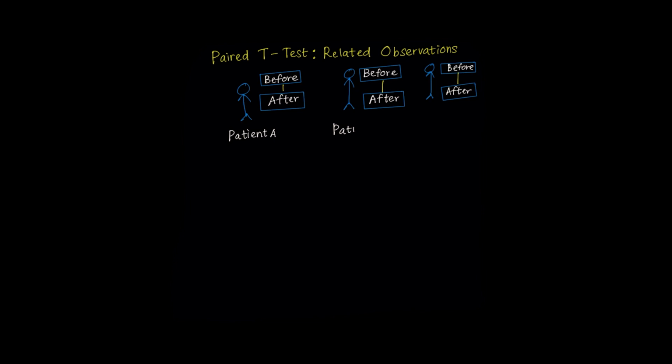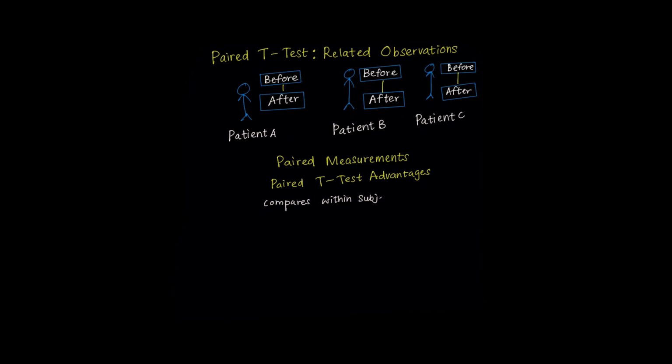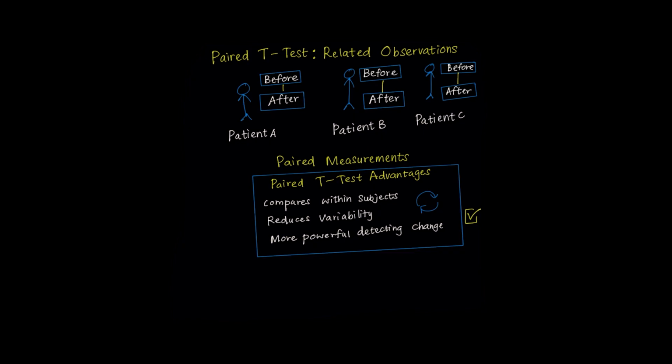When you measure the same patients at two different time points, the observations are paired or related, not independent. Patient A's before measurement is naturally connected to patient A's after measurement. This pairing reduces variability because you're comparing each patient to themselves rather than comparing different groups of people. The paired t-test accounts for this relationship and is more powerful for detecting real changes than tests designed for independent groups.